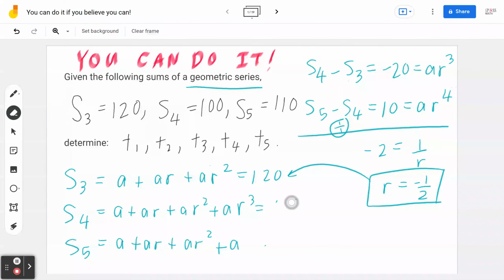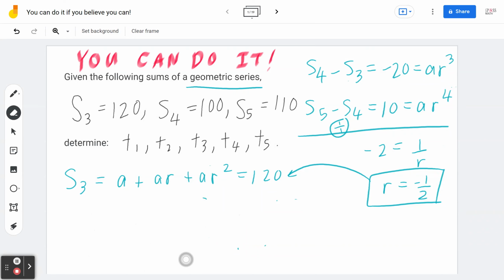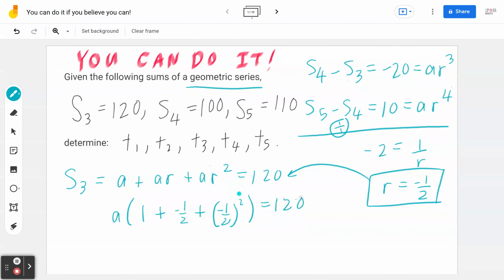So I'm going to erase some of this to save a bit of space, but this is how we're going to solve for A, which is the first term. And once you find the first term and the common ratio, you can find T1, T2, T3, T4, T5, or T-whatever you're thinking about. So again, if you plug it back in, this is the same as saying A plus A times R plus A times R squared, and of course, I'll give you a shortcut here. You can factor A to the front. So in the brackets would be 1 plus R, but R is negative half, plus R squared, which is negative half squared, and that's going to be 120.